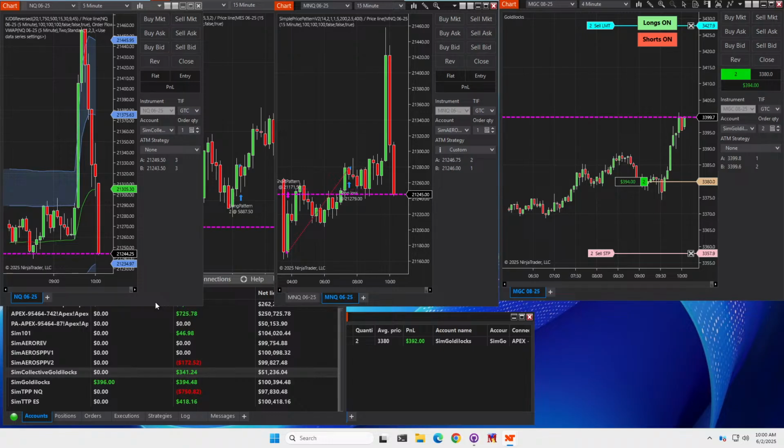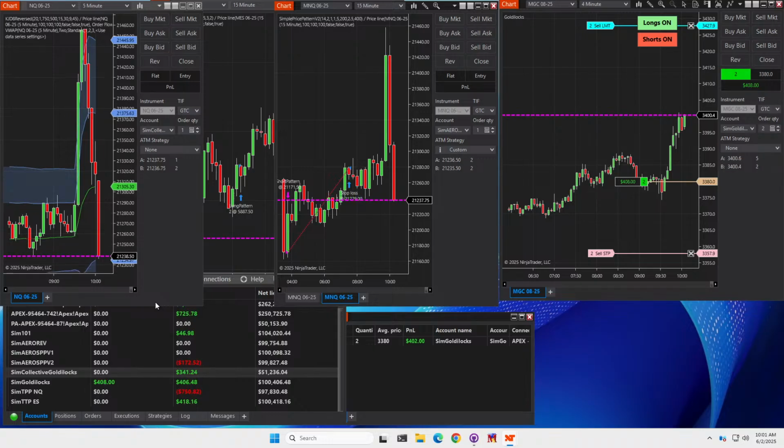Looks like gold is rallying. It's trying to push higher into 3,400. The Goldilocks, again, just trades 2 MGC contracts.